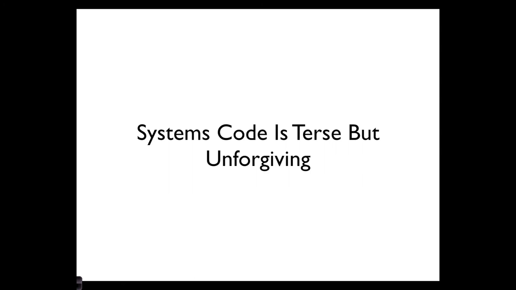Systems code is terse. We want it to be terse. We want it to run fast. We want it to be short, little, tiny functions. And sometimes people pride themselves on writing that little tweak that makes it a couple lines fewer, and so forth. But it is unforgiving, right?